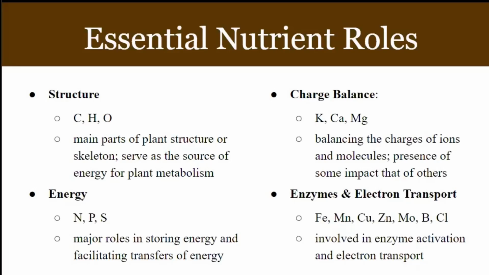Then there's energy, so that would be nitrogen, phosphorus, and sulfur. So their major roles are in storing energy and facilitating transfers of energy.